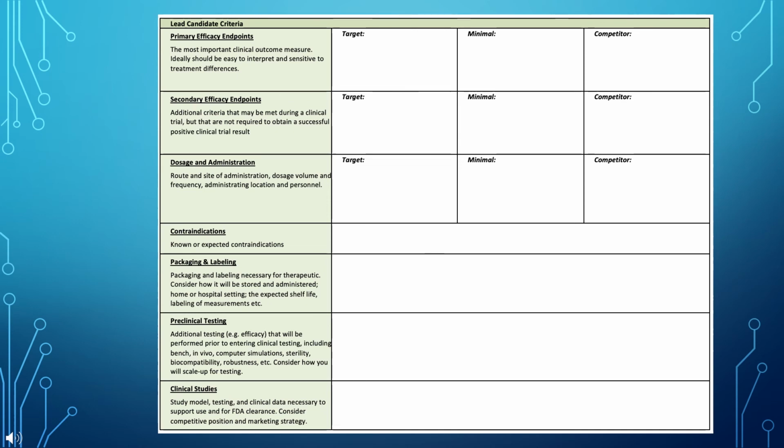Contraindications: when you understand the MOA or perhaps the off-target effects, what you may need to avoid. Packaging and labeling, talking about how you anticipate storage and ultimately what will have to be labeled by the FDA for the use of your particular therapeutic. Preclinical testing and clinical studies, again, you're going to want to go through and talk about the tests that are going to be required to demonstrate efficacy and safety in both preclinicals and then clinical studies.